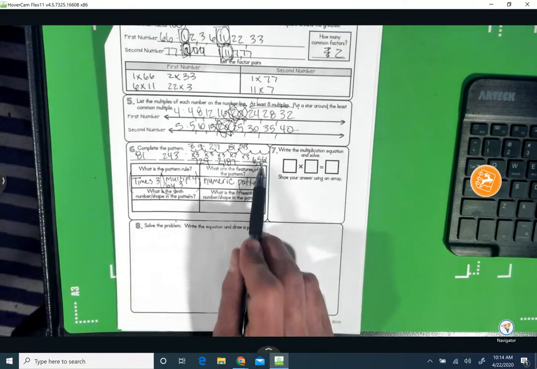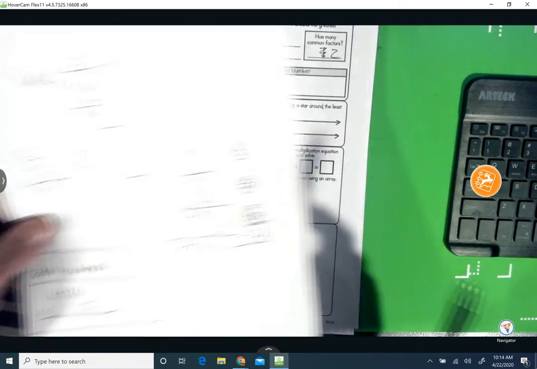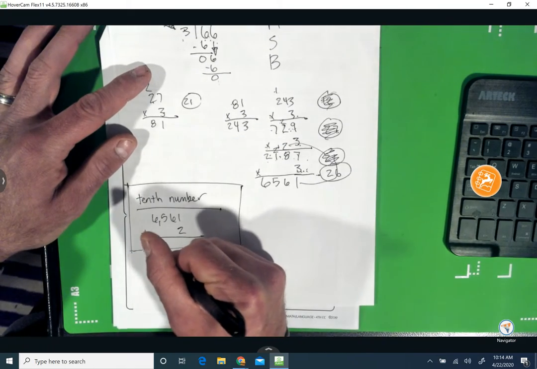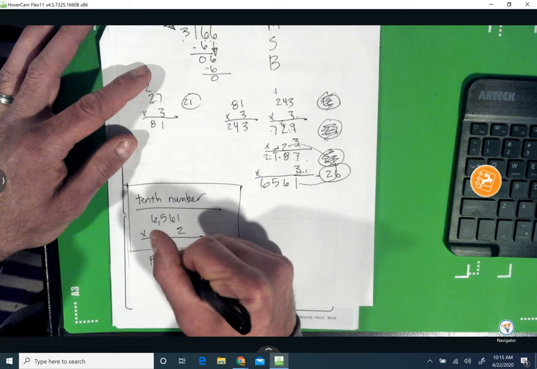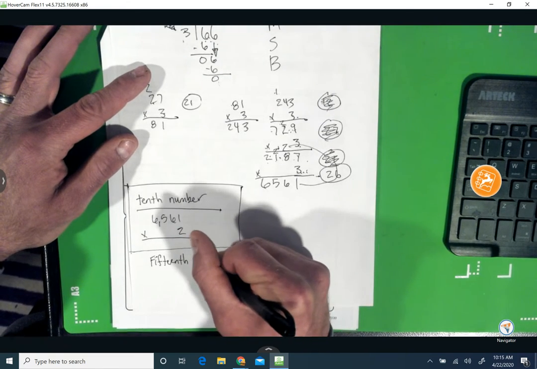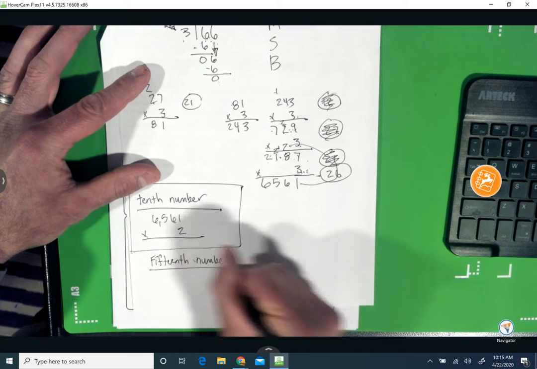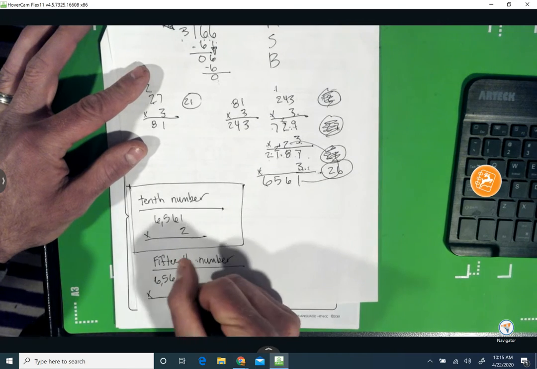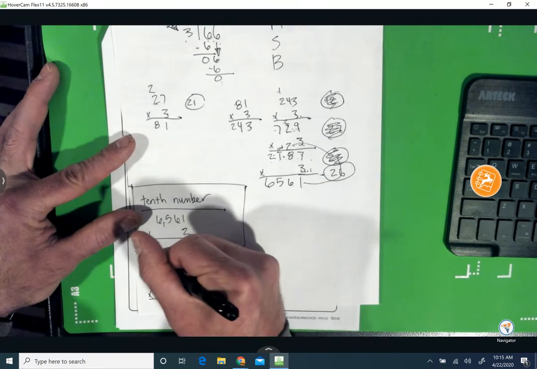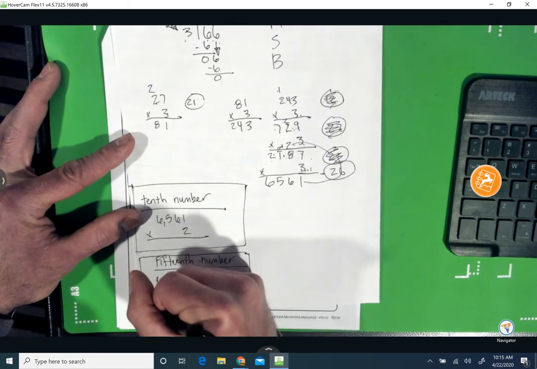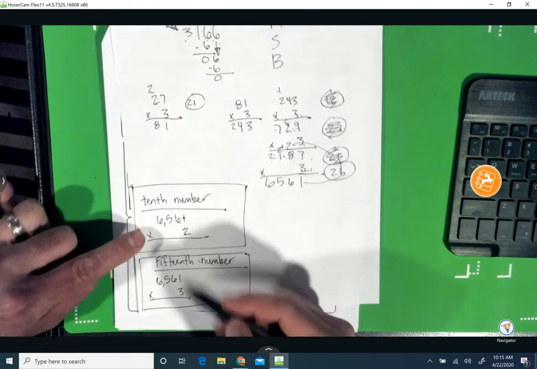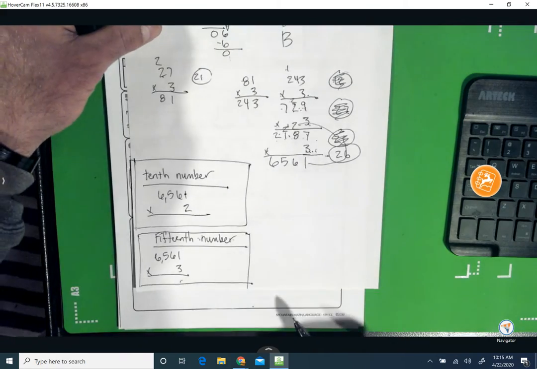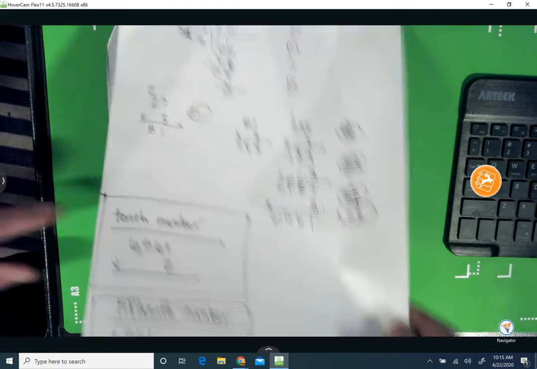Okay. And then, because we also have the 5th number, I can find the 15th number in this pattern by multiplying my 5th number by 3. Right? 5 times 3 is 15. So the 15th number, I can take 6,561 and multiply that times 3. So I'm going to leave that for you to walk through, multiplying a 4-digit number times a 1-digit number. You can do that twice. All right? That's going to be your strategy for the rest of the problem number 6.